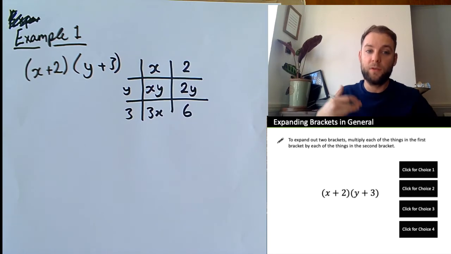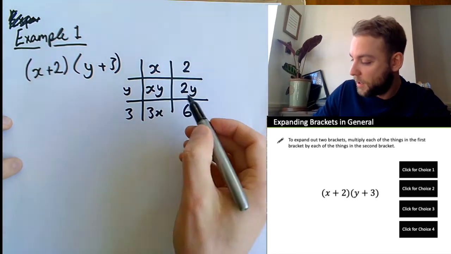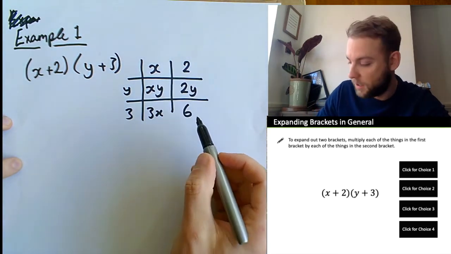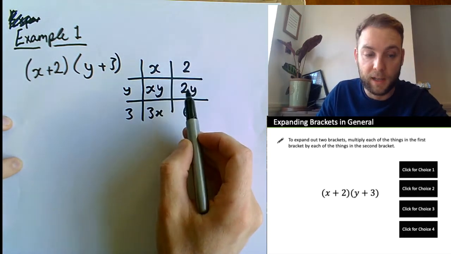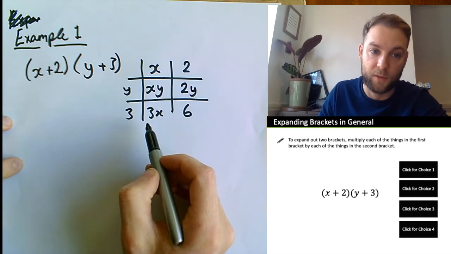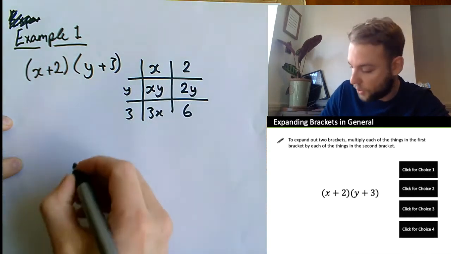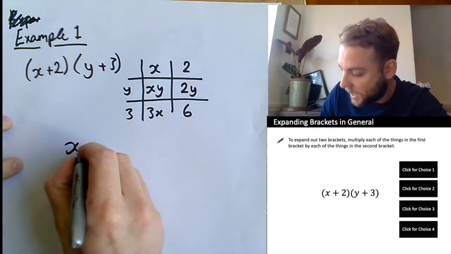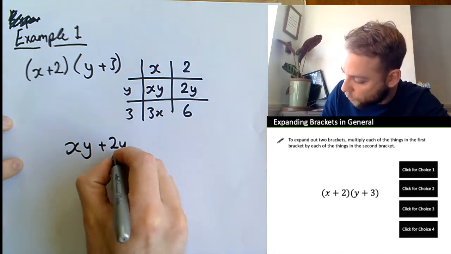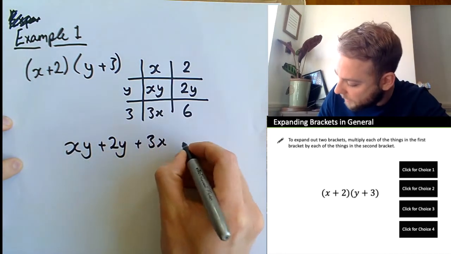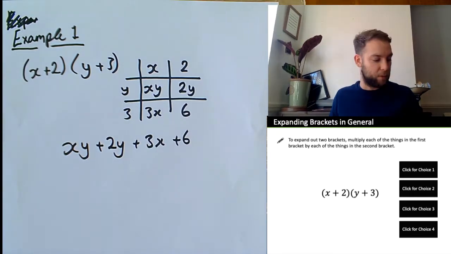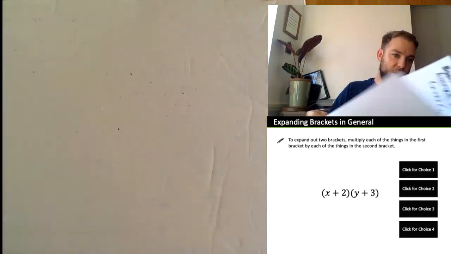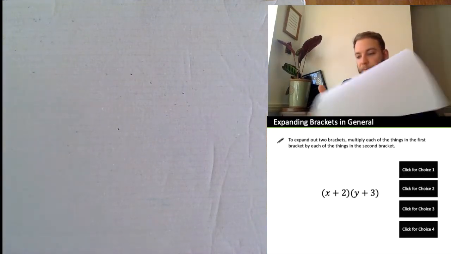Now what we've got to do next is see if we can add these together. Now with these we can't add any of these together because we've got xy here, which is not the same as anything with just a y, which is not the same as anything with just a 3, and it's not the same as this number on its own. So the way I'd write this is literally just xy plus 2y plus 3x plus 6. And that's the answer to that one. You don't need to do anything more with that. Okay, let's have a go at some other examples.